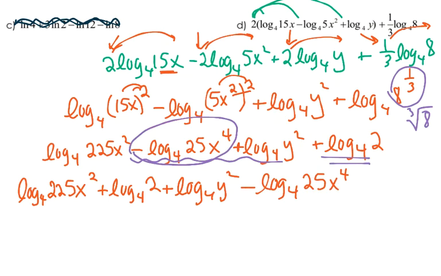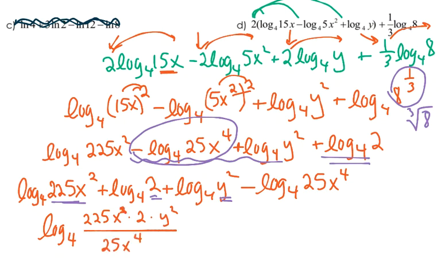Alright, so the first 3 things are going to be in the numerator, so we've got log base 4. I'm going to have 225x squared, 2 times y squared, all on top. And then I'm going to have my 25x to the 4th in the denominator. And now I just need to simplify that fraction. So I have log base 4, 225 times 2 is 450. I have an x squared and a y squared, all of this divided by 25x to the 4th.